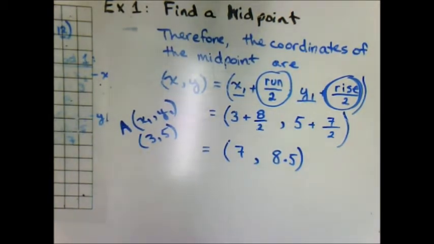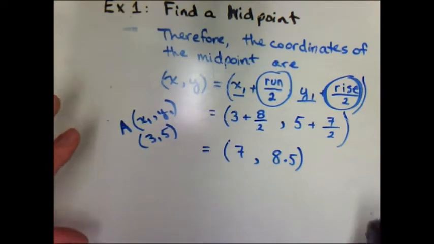Could we have started with B? Then what would we have had to do instead of adding half of the rise and run? We would have had to take away half of the rise and take away half of the run, right? It's always easier to start from a point and go forward, up and to the right. Okay, that was method 1.